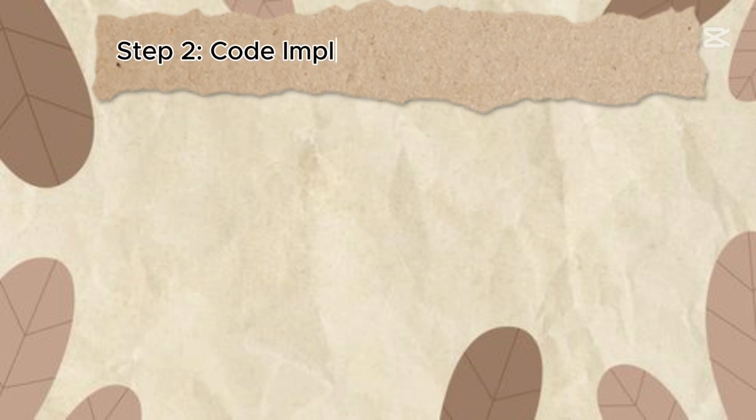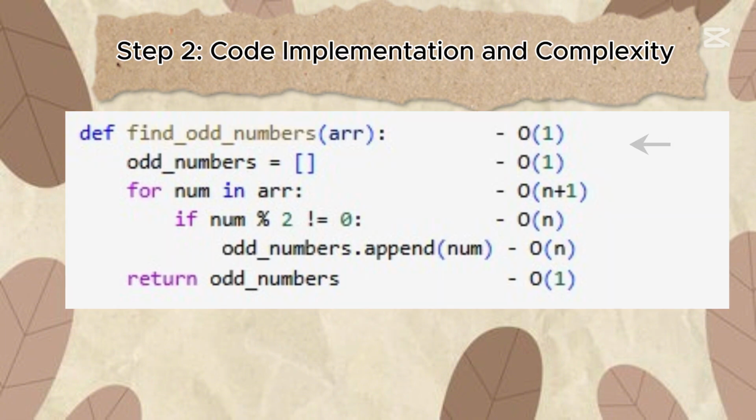So next, step 2, code implementation. The first line defines a function called find_odd_numbers, which takes one parameter, R, the array. Defining a function takes constant time, so the complexity is 1. Line 2, an empty list, odd_numbers, is created to store the result. Allocating an empty list takes constant time, so the complexity is 1.